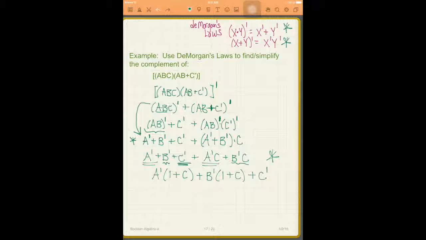At this step, you could ask, what is C plus 1? By the domination law, I know that's just going to be 1. Again, 1 plus C is just going to be 1. Then you have A complement times 1, which, because it's a product here, is just going to give you A complement, and then you get B complement and C complement. So if you want to completely simplify it to the least amount of literals, this is what you'd have.